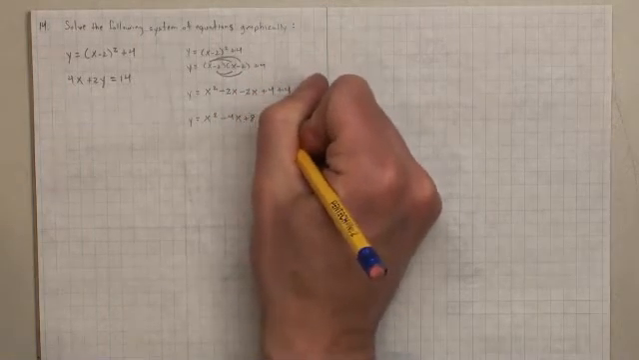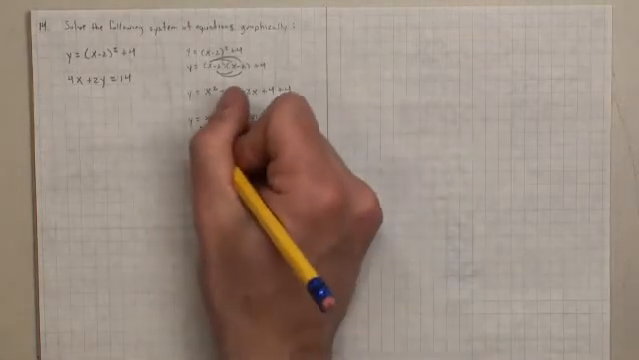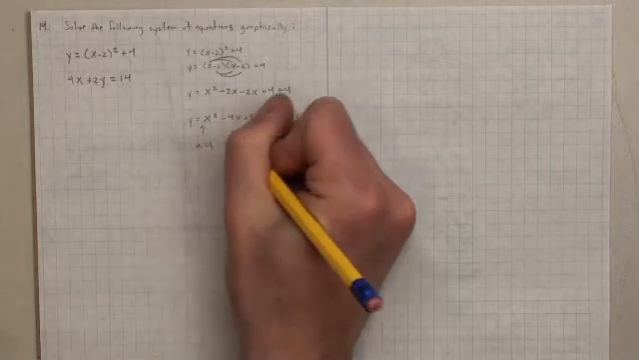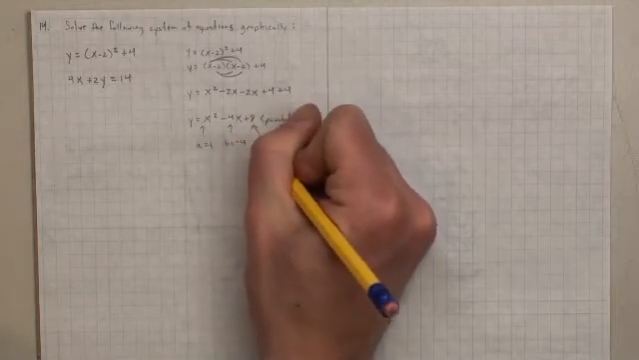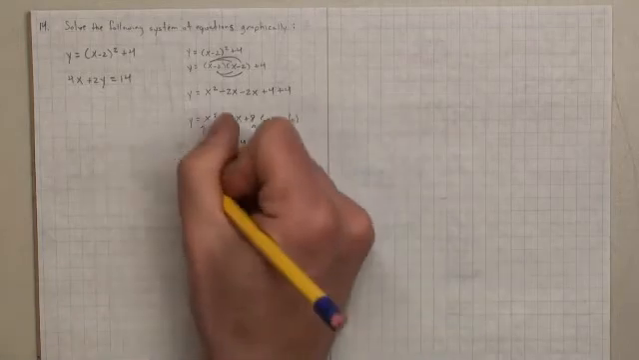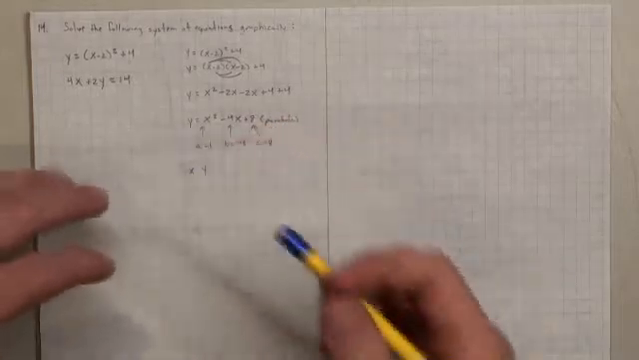And that's our parabola. So a is 1, b is negative 4, c is 8. First we've got to do our axis of symmetry before our table here.